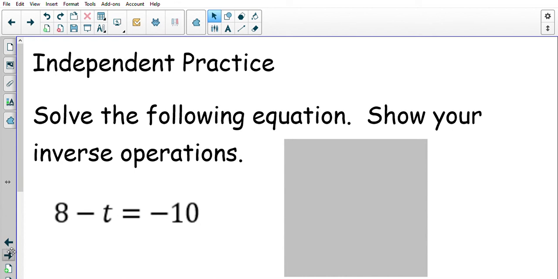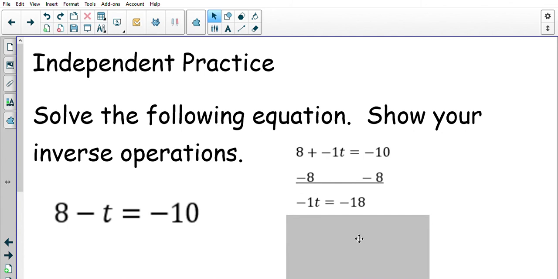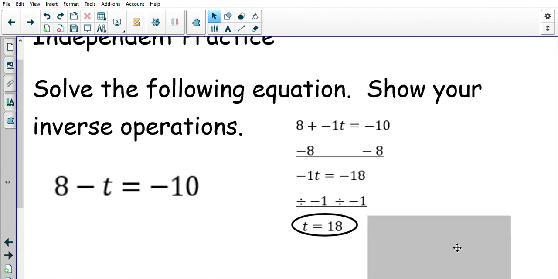All right, hopefully you've taken a few moments to try this problem. And hopefully you remember that since the variable comes after subtraction, we are going to add the opposite and rewrite it as 8 plus negative 1t equals negative 10. Now, we are adding 8, so the inverse of that is to subtract 8 from both sides. It's going to cancel out on the left. We're going to be left with negative 1t equals negative 10 minus 8, which is negative 18. Divide both sides by negative 1, you will get t equals positive 18.